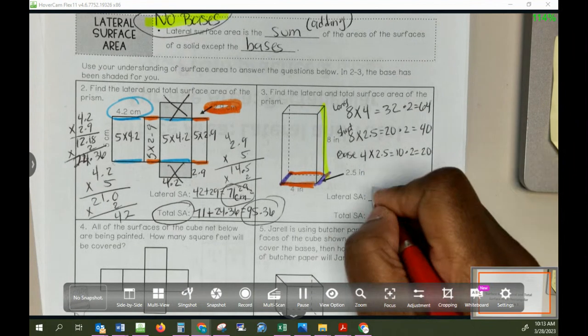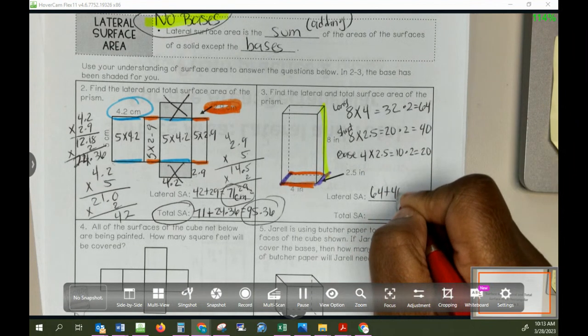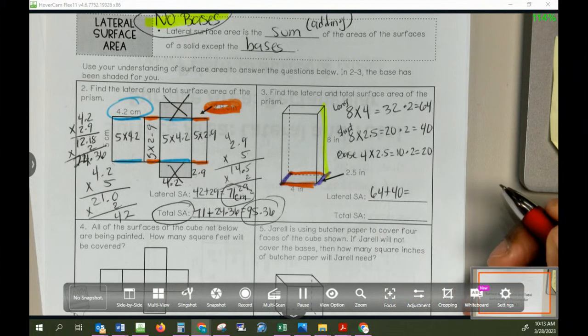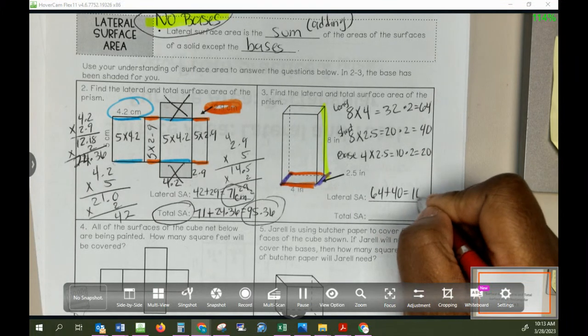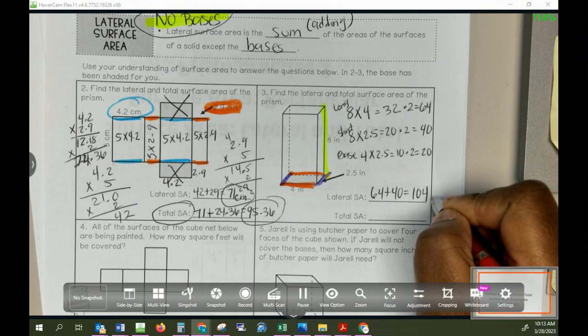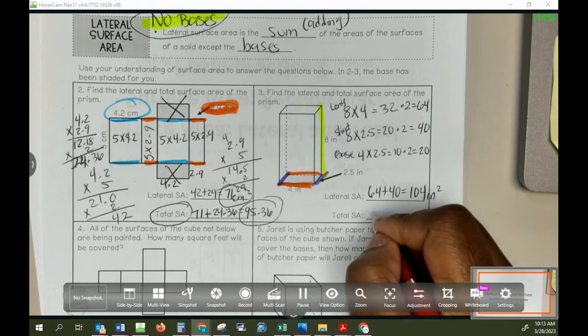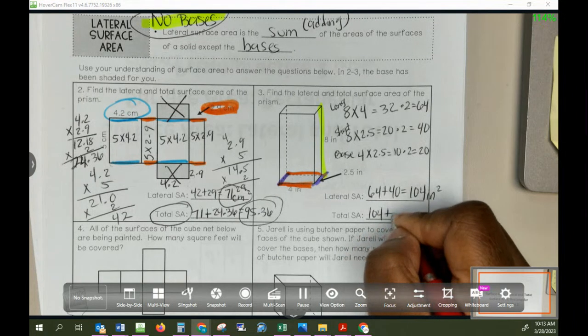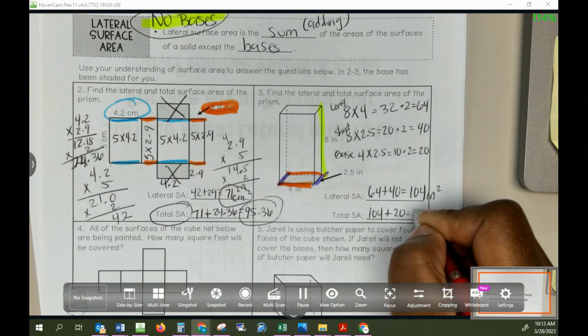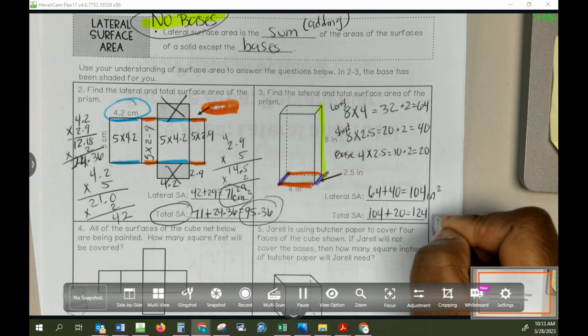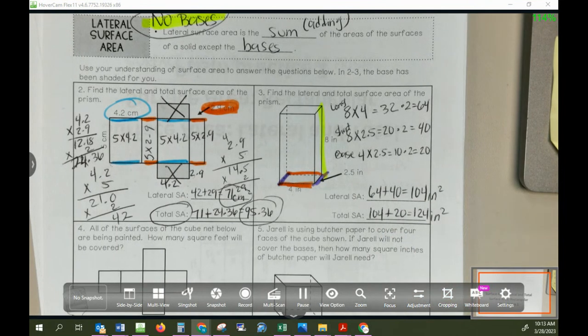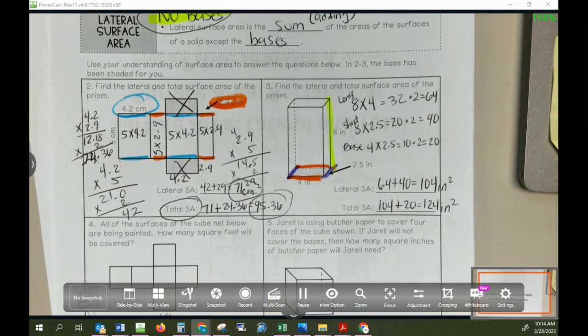So 64 plus 40 is what? 104. And then total surface area will be 104 plus the base of 20. So that's 124 cubic inches. So now we have seen how to do this multiple ways. Which way is easier to you?